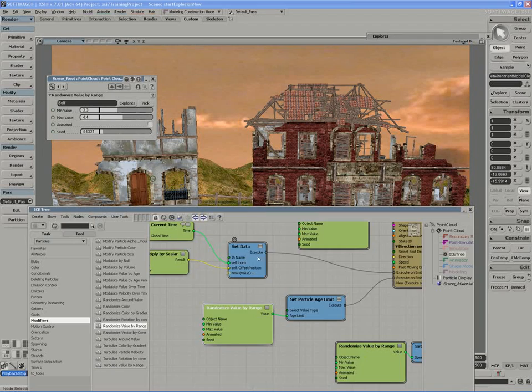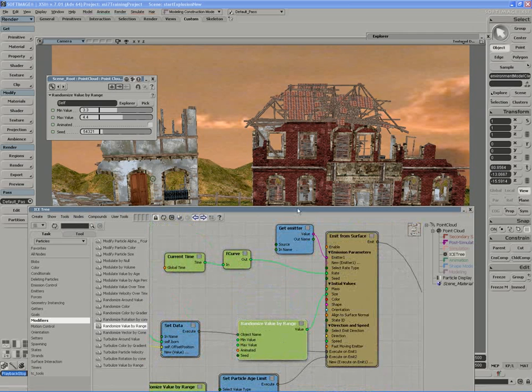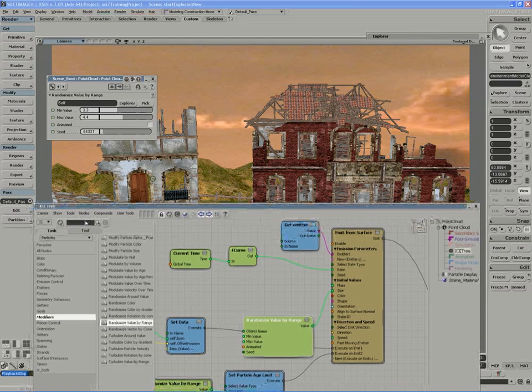I can also begin to randomize the mass of the particles. Each particle doesn't necessarily have the same mass. Some particles, depending on the chemical reaction, may have a higher mass than others.